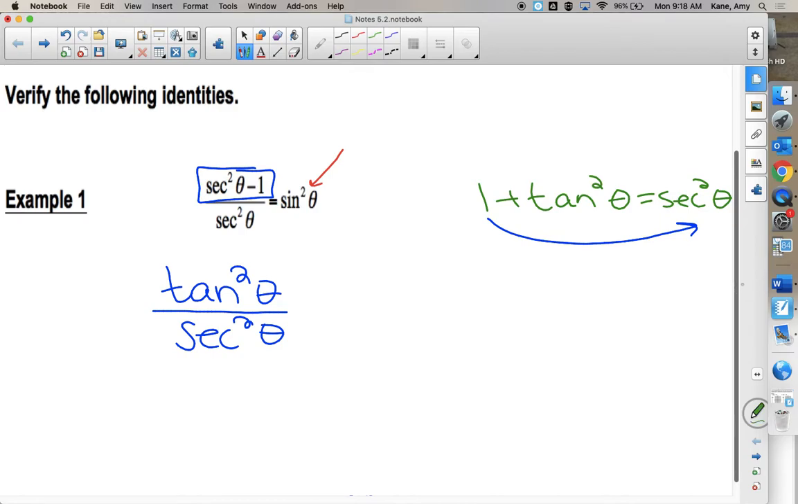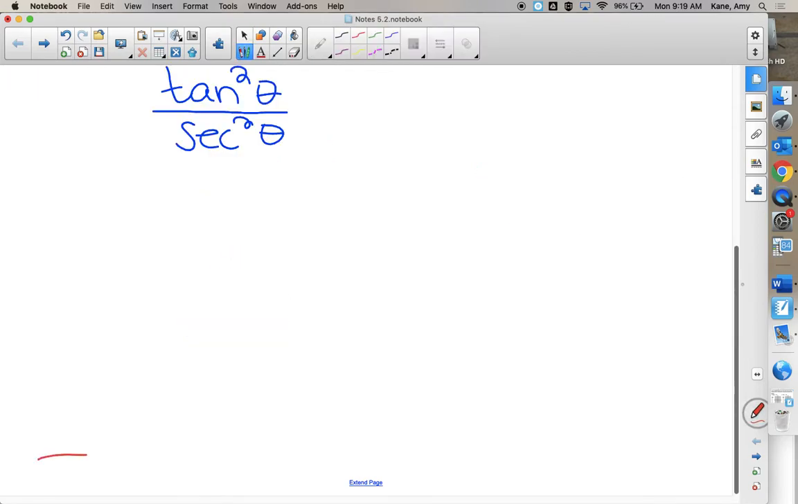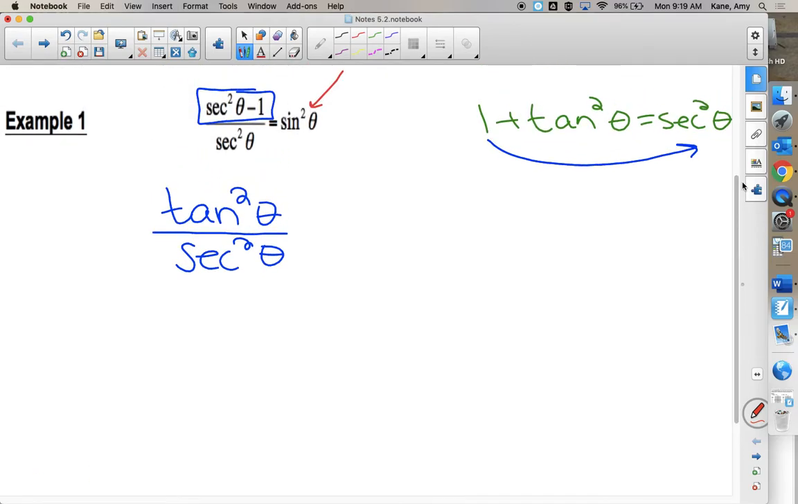So now we have tangent squared over secant squared. Gabby, what else can we do? Could we make tangent squared sine over cosine and then secant squared 1 over cosine and then cross out the cosine? Perfect. So she said, let's continue and keep changing using identities. Tangent squared, the quotient identity says it could be sine squared over cosine squared. And then secant squared, the reciprocal identity, it could be 1 over cosine.